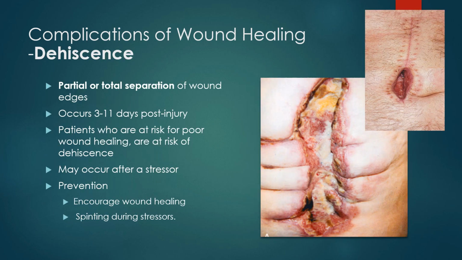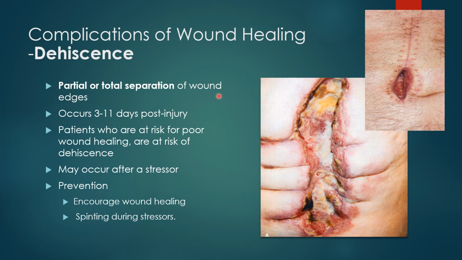Wound dehiscence. This is the partial or total separation of a wound edge. It may occur after removing sutures before the doctor's order or removing all sutures at once. So this is typically why physicians order to remove alternating sutures: remove every other suture one day, then 24 hours later remove the remaining sutures, to prevent the formation of a dehiscence. It has the highest risk of occurring 3 to 11 days post-injury.